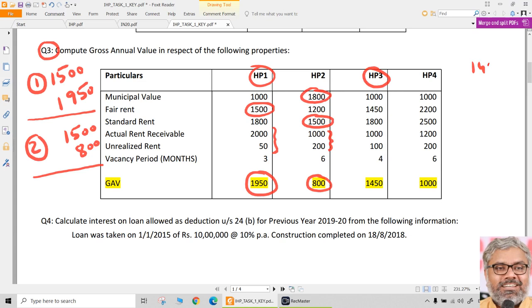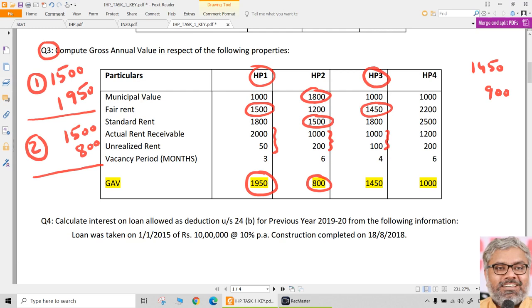1000, 1450, 1450. Whichever is higher. 1450 or 1800, 1450 only. Then that is expected rent. Actual rent received or receivable is how much? 1000 minus 100, that means 900. Okay. This is less than expected rent, that is clear. That does not require any income tax logic. It is evident. It is less. Question is why? Is it due to vacancy or not? We have to check that.